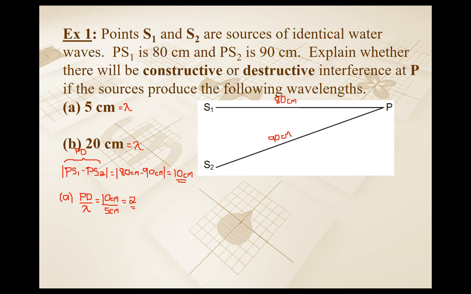Now, if you can fit a whole number multiple of wavelengths in there, so I can say, since we have a whole number of wavelengths fit into the path difference, therefore, constructive interference.